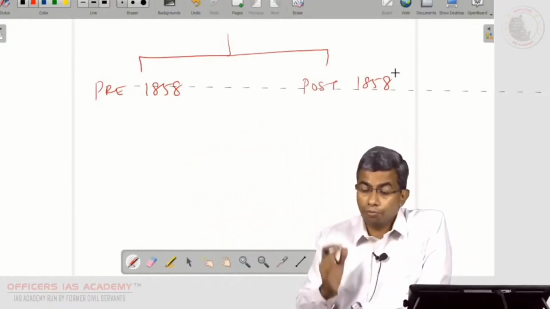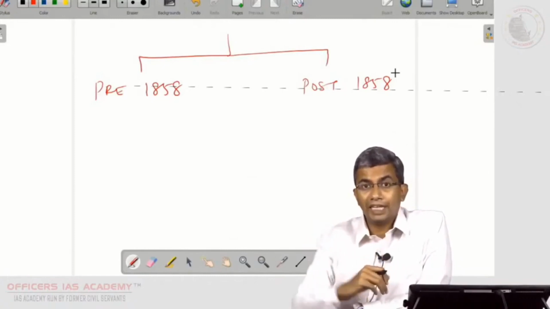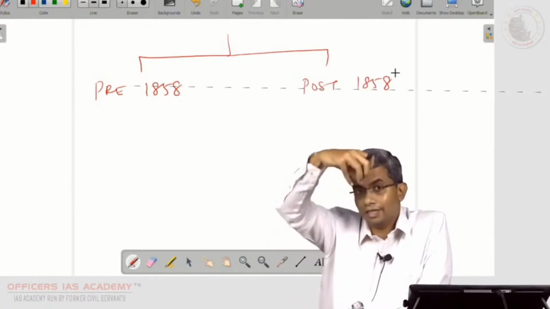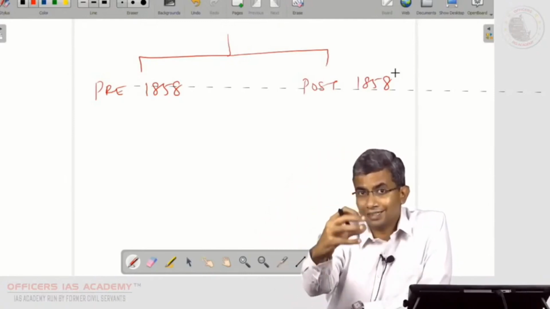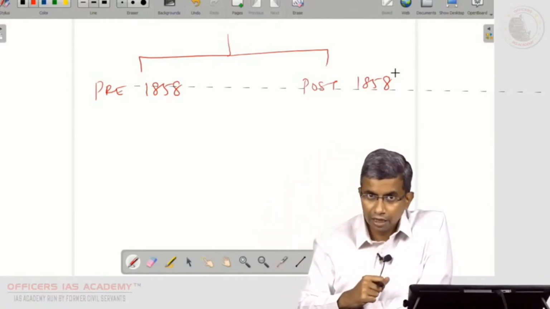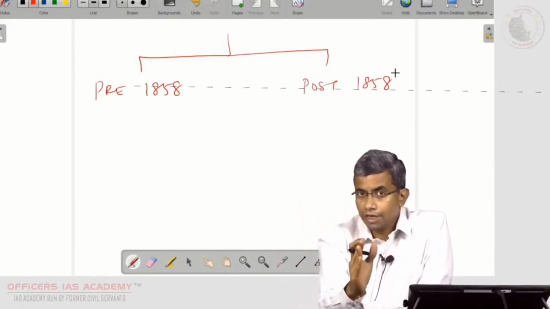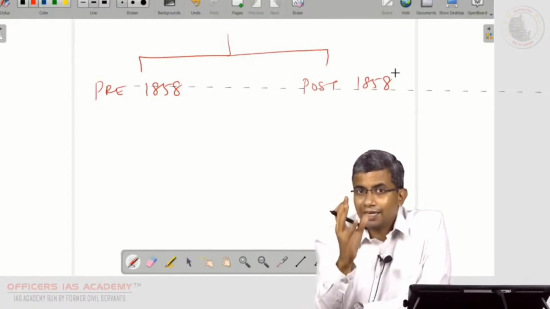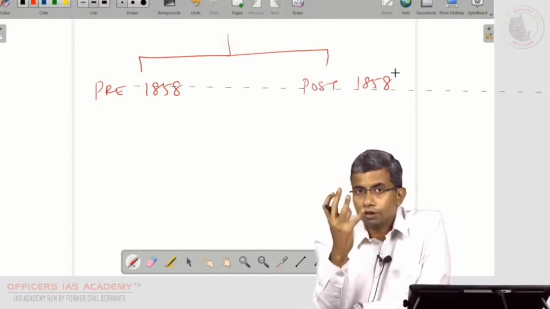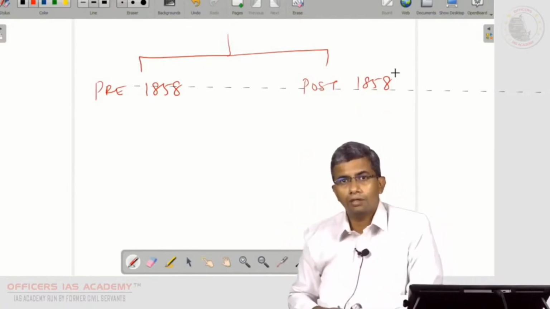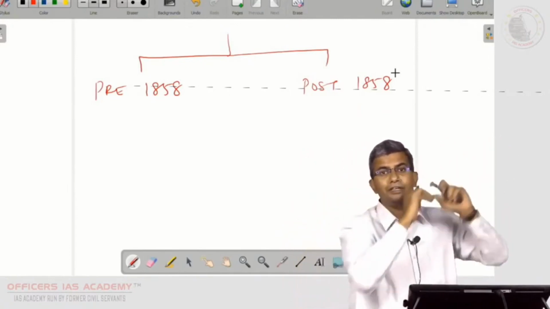So before 1857, the company had a role in the administration, in the governance. When I say company, it is the East India Company. But after 1857, starting from the Government of India Act 1858, the entire Indian administration was directly brought under the Crown. Crown means what? Crown means the British King.